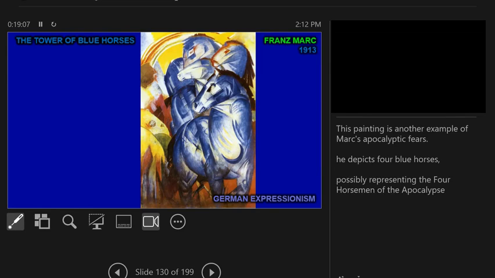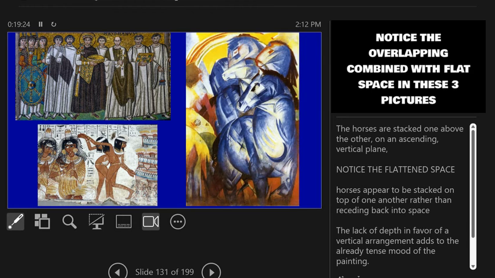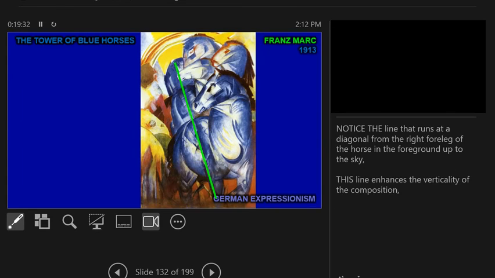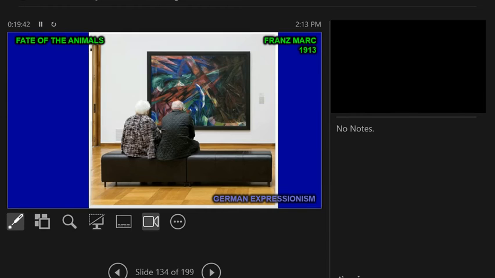Our next artwork is this one right here. And notice how the horses are kind of stacked up on top of each other. That space is getting scrunched together, and the horses have nowhere to go but up. It's a very shallow space, like what we have in the Byzantine mosaics and the Egyptian painting. And we have this really strong diagonal, almost vertical line right here that helps give that sense of verticality in the artwork. All right, moving on.